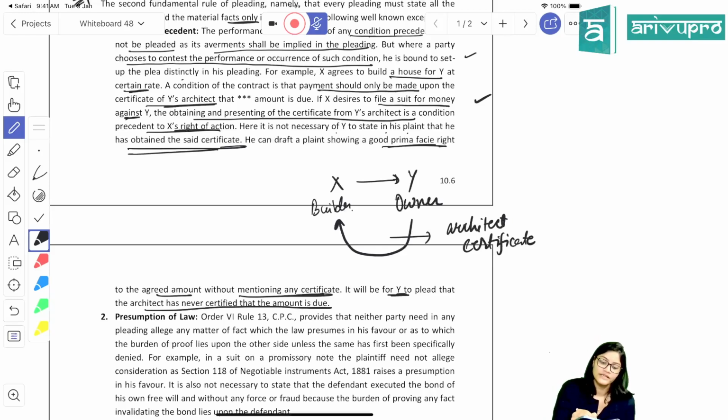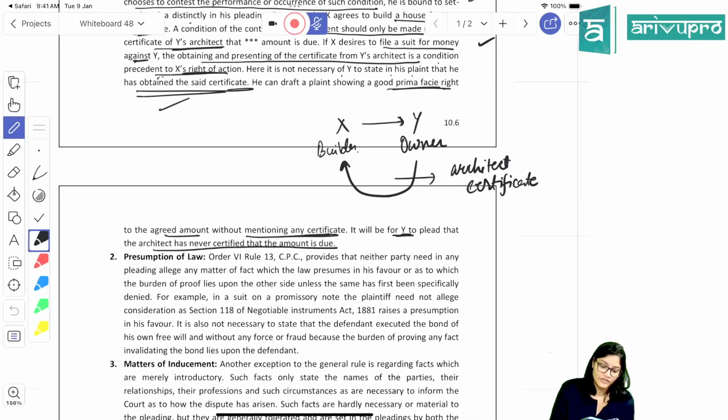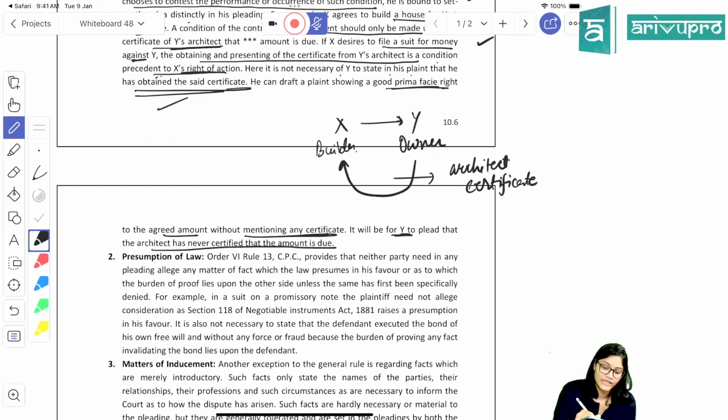The obtaining and presenting of the certificate from Y is a condition precedent to X's right of action. When can X take the right action? Depending on the certificate. Here it is not necessary for X to state in his plaint that he has obtained the same certificate. He can draft a plaint showing a good prima facie right to the agreed amount without mentioning any certificate. It will be for Y to plead that the architect has never certified that the amount is due.